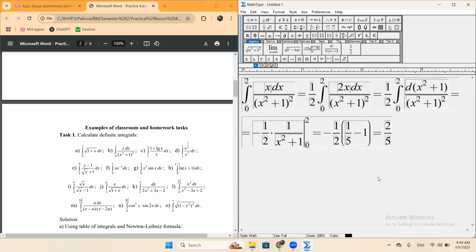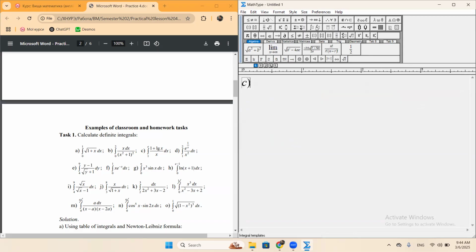Okay. If no questions, let's move to the next exercise. Exercise C: we have the following integral from 1 to e of 1 plus logarithm of x, divided by x, dx. Again, we will use the differential entry technique. So let's differentiate 1 plus logarithm.